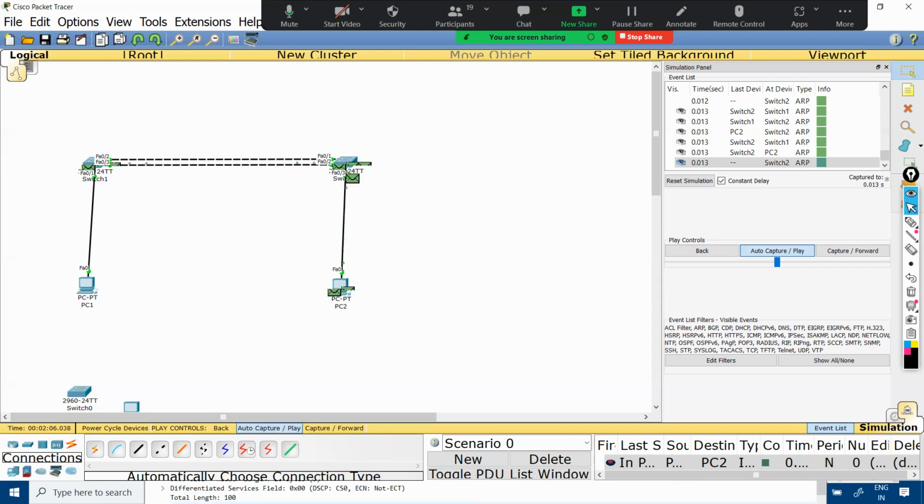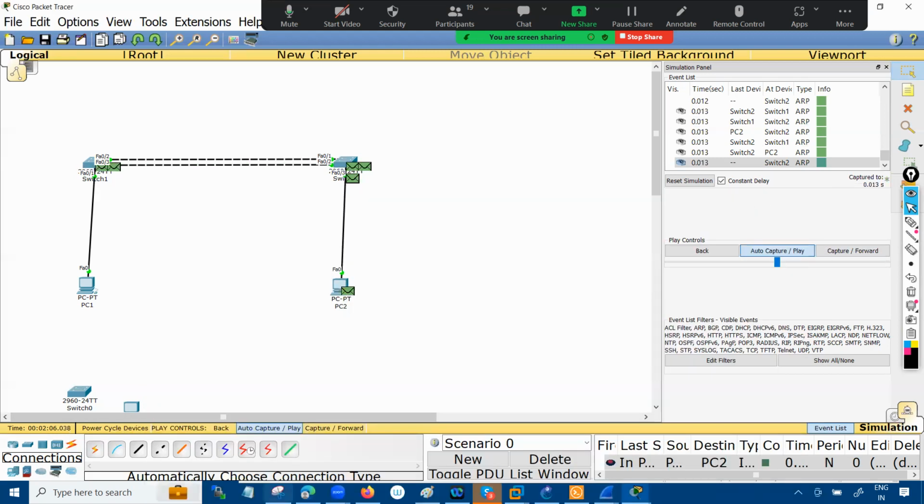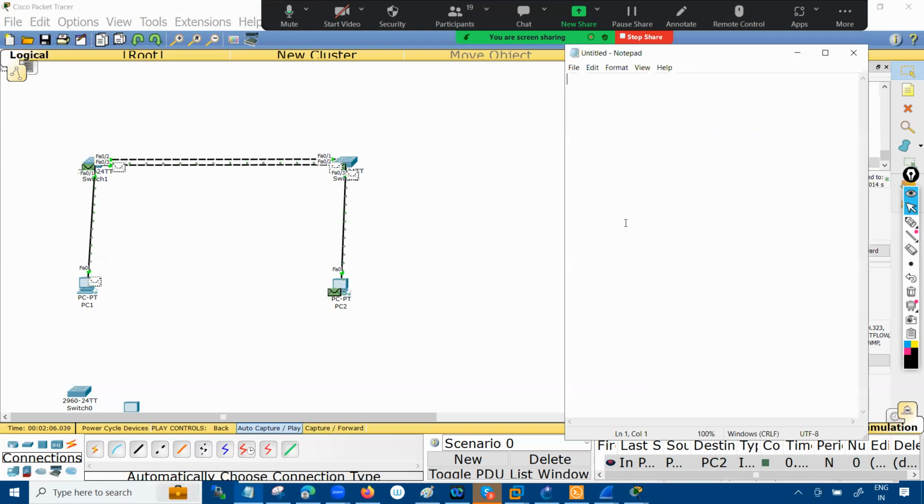So the layer 2 loop, what issues is it creating? The first issue: wastage of bandwidth. Second: wastage of CPU of the switch. It creates congestion in your network. Of course, the complete bandwidth will be utilized by only the looping packet, right? And then the MAC address table will be flapping.